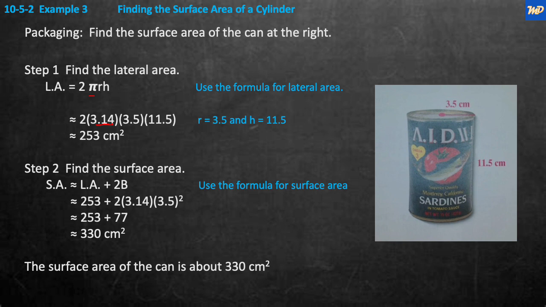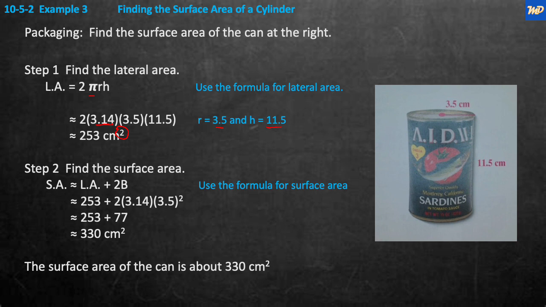But it's 2 times pi, 3.14, times 3.5, which is the radius, and 11.5 is the height. We multiply all this out, 2 times 3.14 times 3.5 times 11.5, we get 253 centimeters what? Centimeters squared. You multiplied centimeters times centimeters. Okay, now find the surface area. The surface area is the LA, 253 plus 2B, 2 bases of the can.